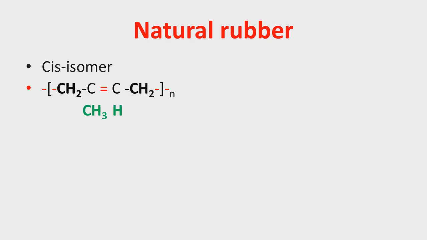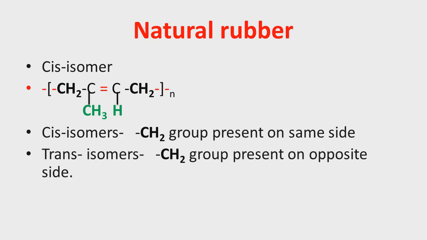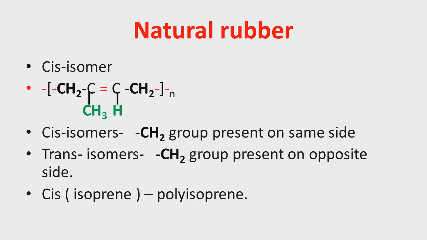One other fact you have to remember is that natural rubber is also called the cis isomer. Why cis and trans, by the way? This is the structure of polyisoprene in which the double bond is connected to a CH2 group and also to another CH2 group and a hydrogen atom. When the CH2 groups are present on the same side, then we call it the cis isomer. And if CH2 groups are present on opposite sides, then we call it the trans isomer. Also you have to remember that the cis isomer of isoprene forms polyisoprene.